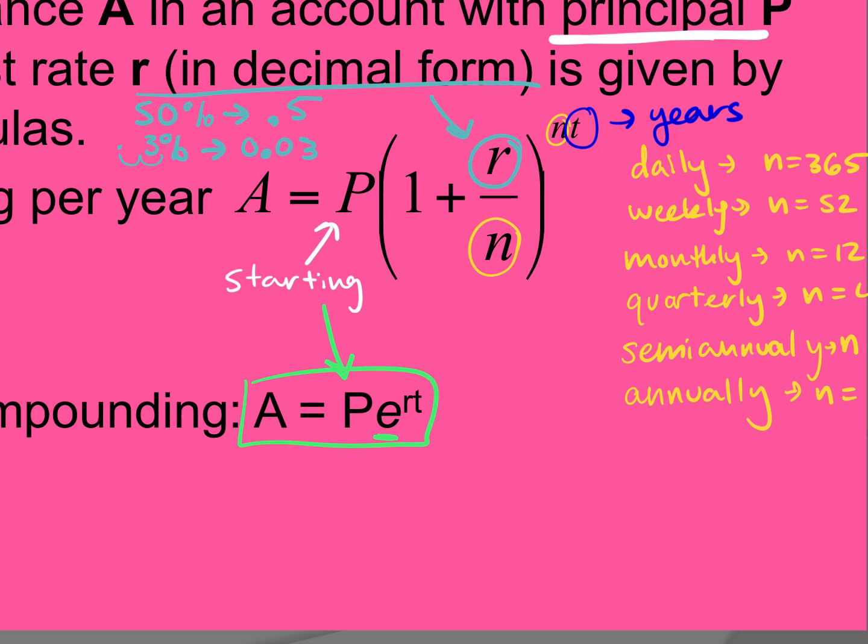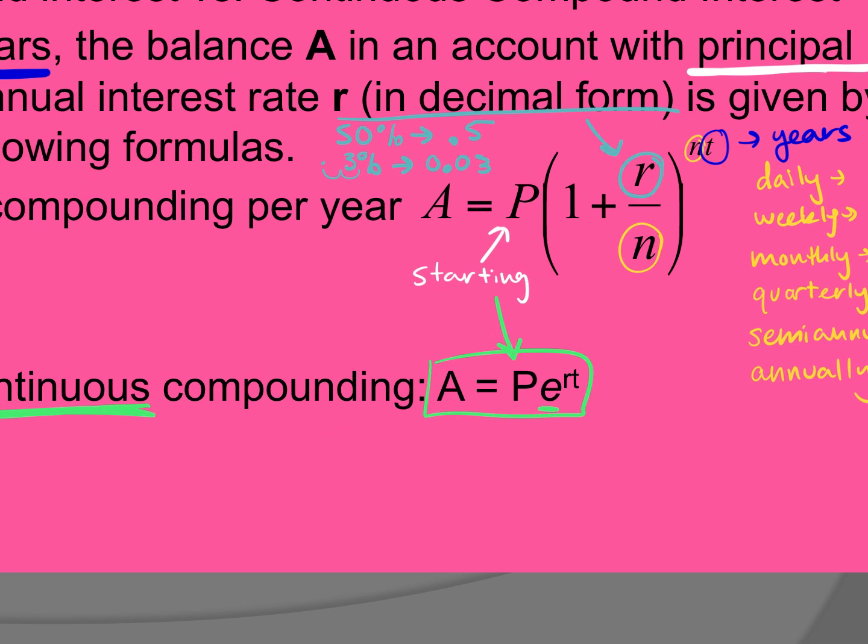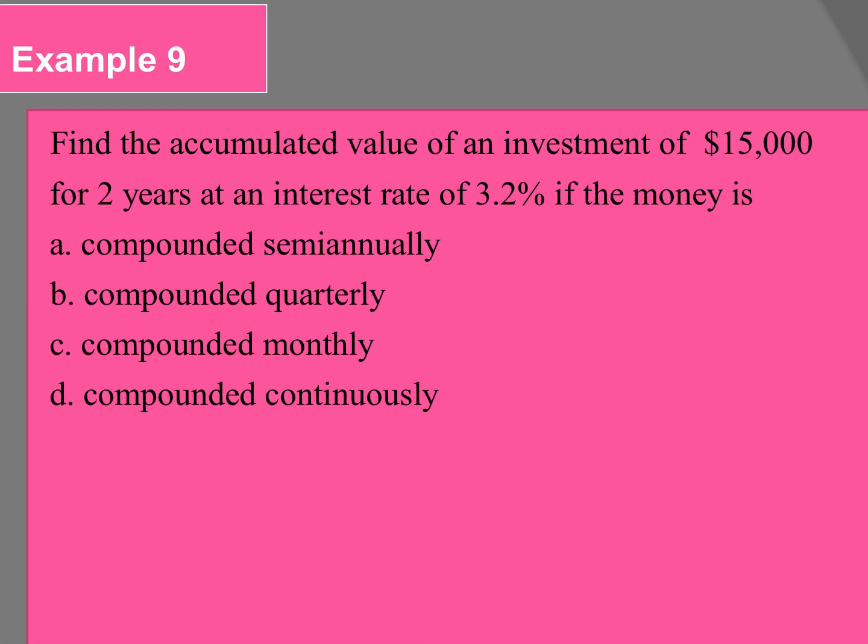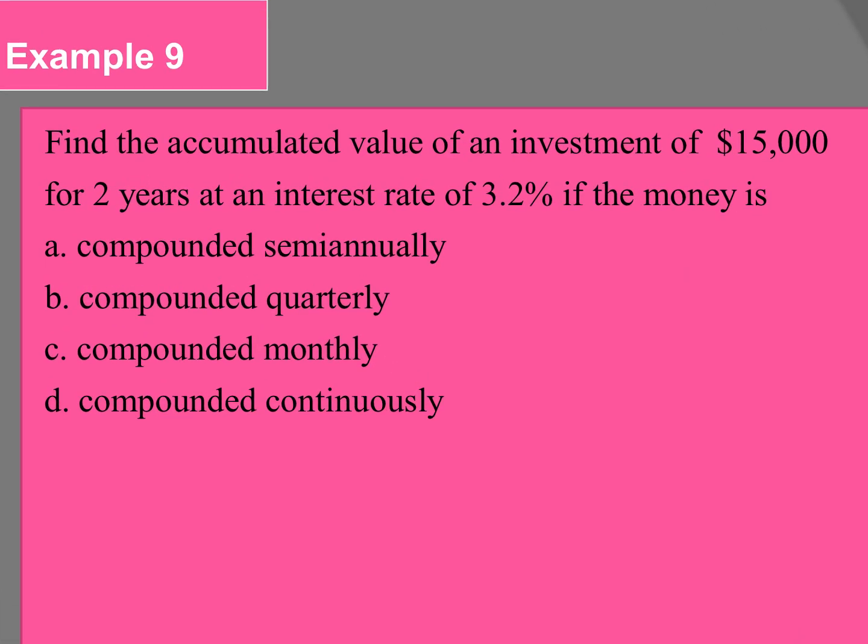So if it says continuously compounded, we use the A-PERT formula. So on the next page, we're going to do A. It says find the accumulated value of an investment of $15,000 for 2 years at an interest rate of 3.2% if the money is compounded semi-annually.